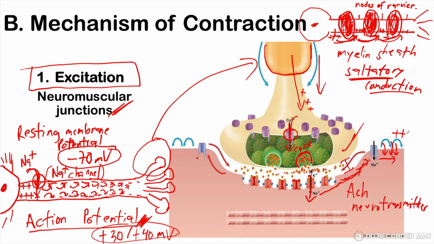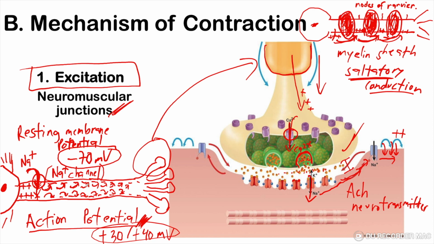Okay? Pero doon na to sa ating sarcolemma. Sarcolemma natin to. Okay? Again, let's repeat. The signal from the brain will reach that nerve. And what will happen when that signal reaches it? It will cause the sodium to rush in. And when that sodium rushes in, an action potential will be created.